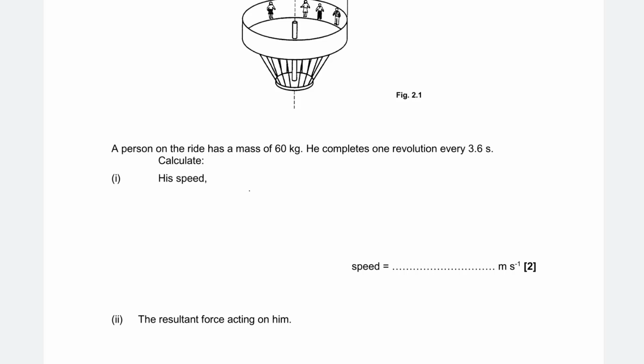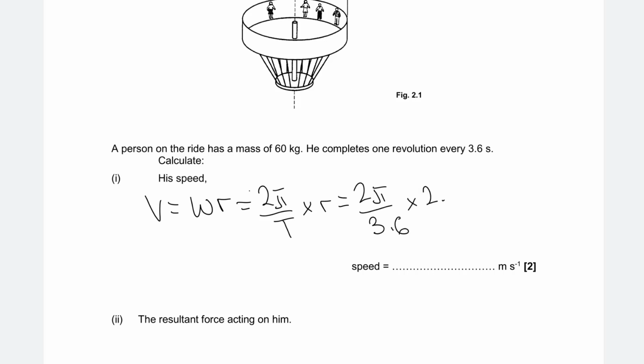time period, his speed is just omega multiplied by r. So omega is our angular speed, which is 2 pi divided by T multiplied by the radius, which is going to be 2 pi over 3.6 times 2.0, which is going to give us 3.5 meters per second.